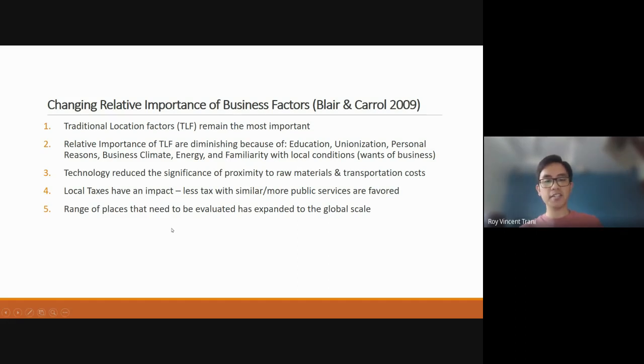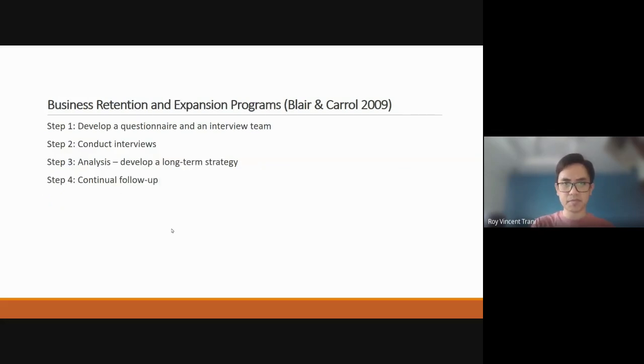Finally, the range of places that need to be evaluated has expanded to the global scale. So there's a lot of opportunity to do online businesses, especially after COVID, which I think is having a resurgence now. So these are the things that diminish the importance of traditional locational factors, but they're still, according to Blair and Carroll, the most important, because there's also inertia in the behavior of businesses.